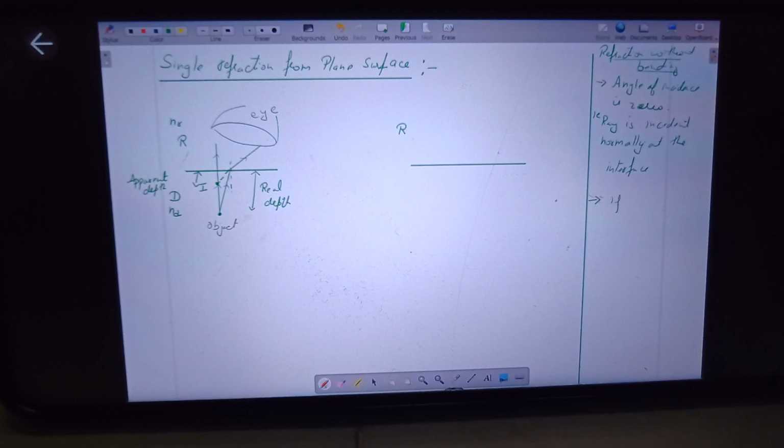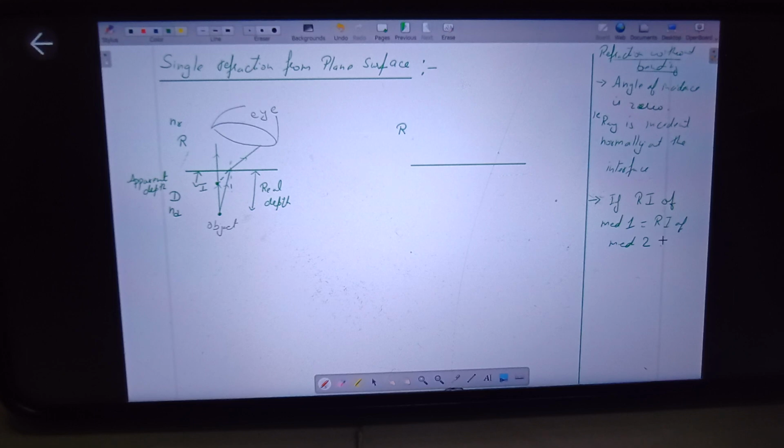And the second case is if the refractive index of medium 1 equals the refractive index of medium 2. If both the mediums have the same refractive index, here again, when the light travels from one medium to another, no bending will take place. The light will not bend. These are the two conditions when the light moves from one medium to another, it will go straight without bending.